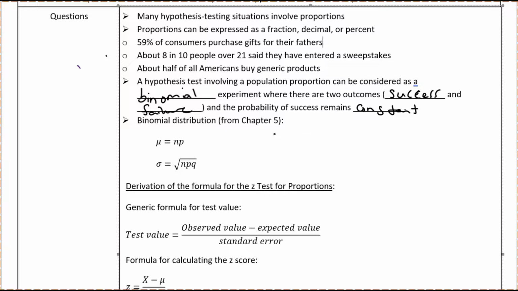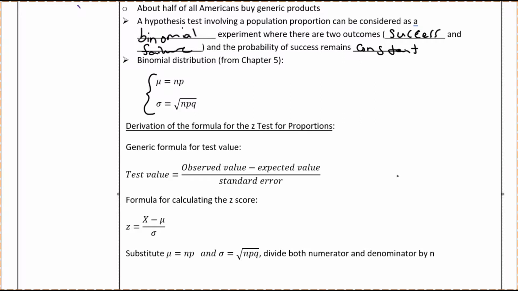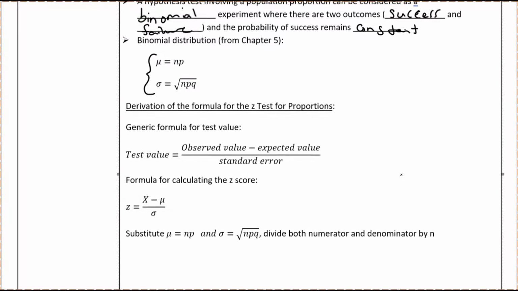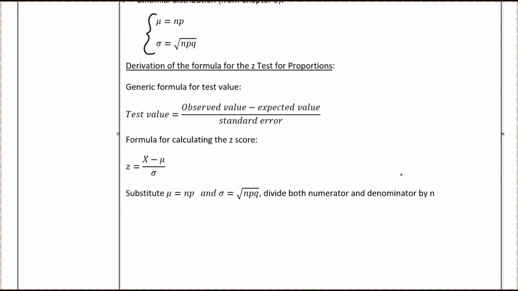If you recall from the binomial distribution, there are a couple of formulas to find the mean and the standard deviation. I went ahead and listed them because we're going to need these formulas in order to derive the z-test for the proportions, the test value. We're going to need that in conjunction with the generic formula for the test value. The test value is calculated by taking the observation minus the expectation divided by the standard error.